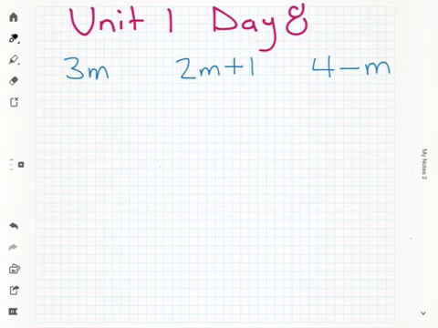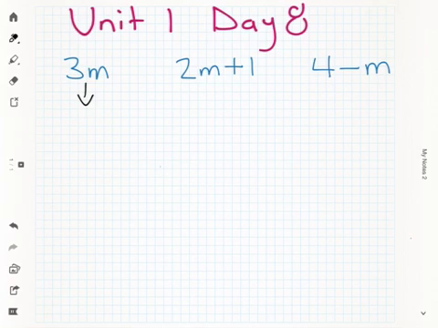Okay, today's lesson is learning about substitution and evaluation. What we're looking at here is algebraic terms. An algebraic term is a number and a letter that are interacting. Before we do anything, we have to understand what they're actually doing with one another, between the letter and the number. So if I take a look at the first one here, which is 3m, what does this mean?